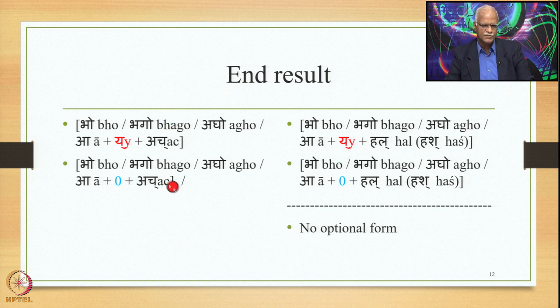So let us look at the left hand side first. If you have bho slash bhago slash agho slash a plus ya plus ach, this is the input, and the sutra Bhobhagogho Apurvasya Yoshi 8.3.17 applies and substitutes this ya by zero. And this is done optionally. So you can get this form as an optional form as well. Now when we turn to the right hand side on the slide, we see bho slash bhago slash agho slash a plus ya plus hal, that is hush. In this case, ya gets substituted by zero permanently, in view of all grammarians. So this is the output, and there is no optional form when hush follows.